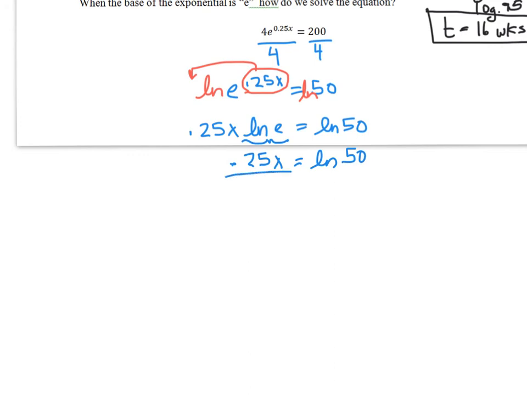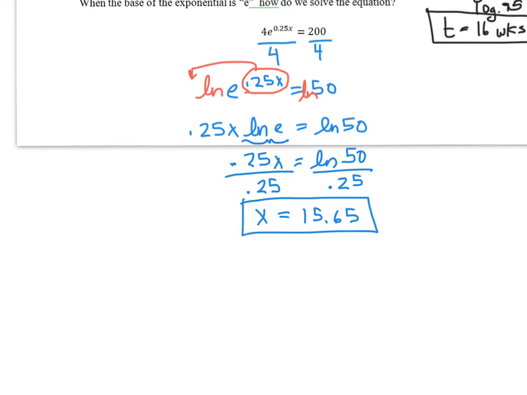So on the left side, I don't have a log in this equation. So when I try to get the x by itself, I'm going to divide both sides of the equation by 0.25, not the log of 0.25. So in my calculator, I'm typing in natural log of 50, close parentheses, then divide by 0.25. And when I did this on my calculator, so you do it on yours and make sure that you're entering this correctly, I got 15.65.